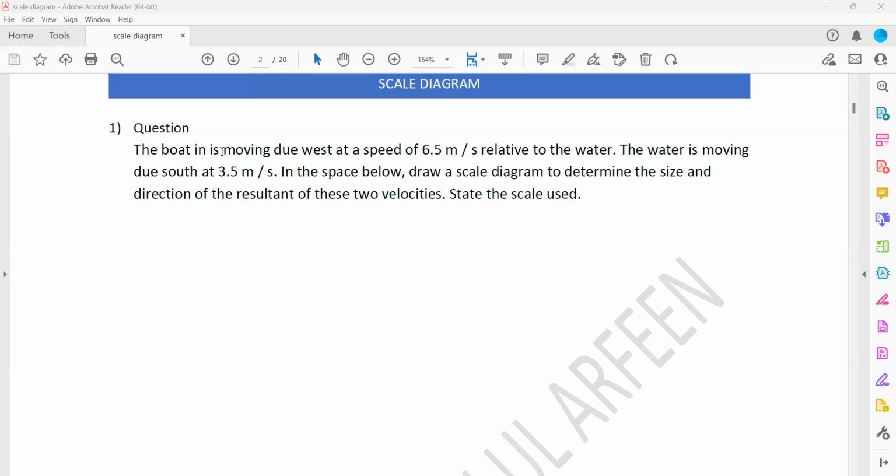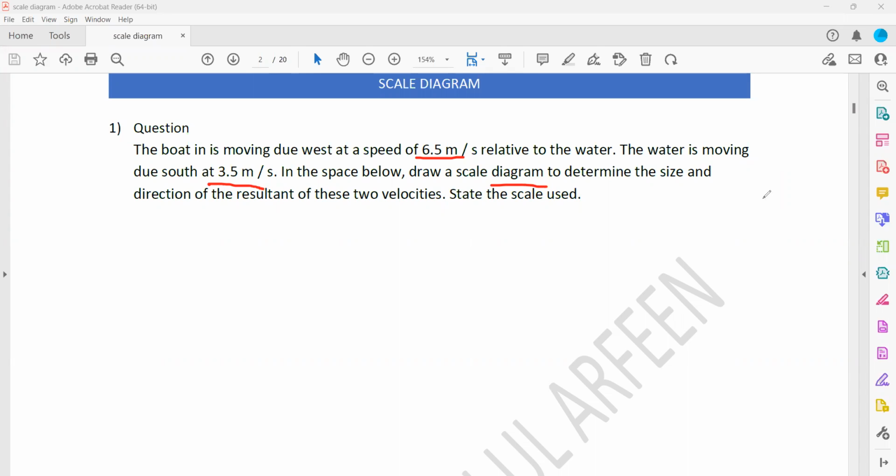In the question, the boat is moving due west at the speed of 6.5 meters per second relative to water. The water is moving due south at a speed of 3.5. In the space below, draw a scale diagram. Sometimes they say scale diagram, sometimes vector diagram, sometimes use a parallelogram method or a triangle method. All have the same symmetry, and you will solve them the same way.